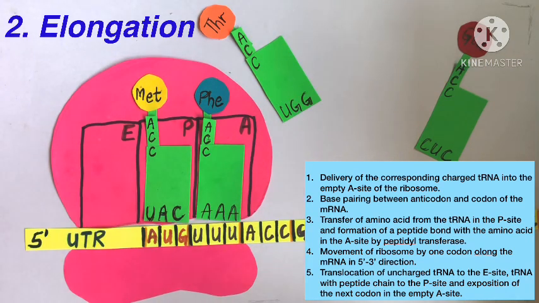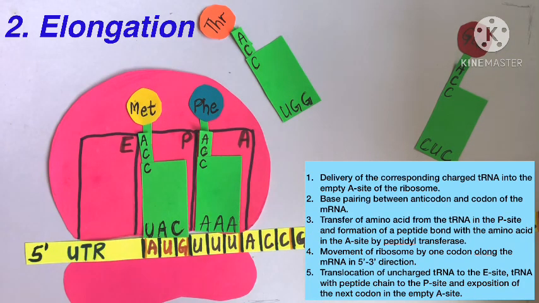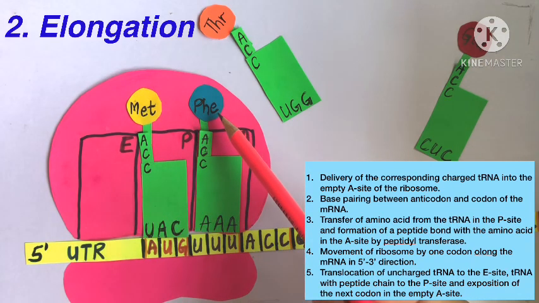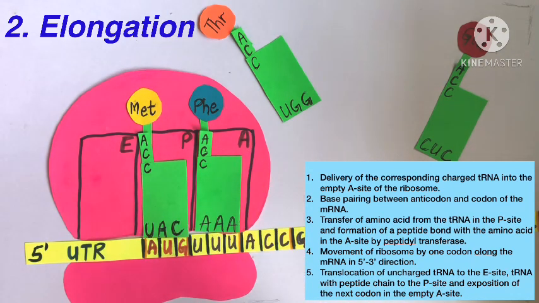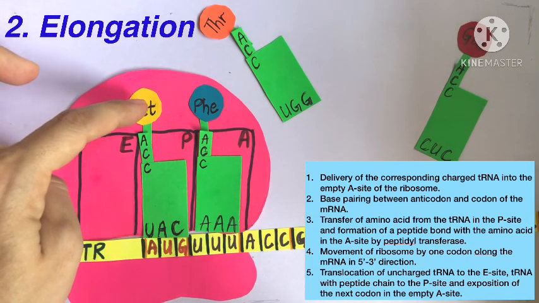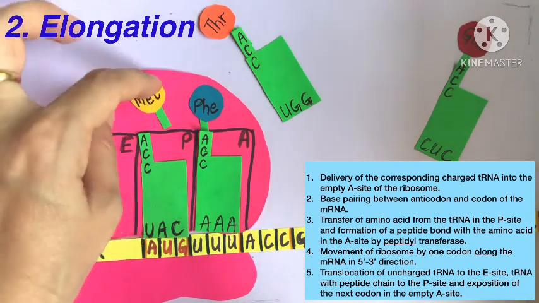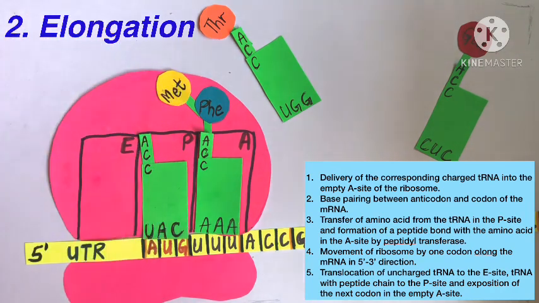It is then followed by the most important event of elongation, that is the formation of the peptide bond between the two amino acids. And this reaction is catalyzed by the enzyme peptidyl transferase in the larger ribosomal subunit. During peptide bonding, the enzyme peptidyl transferase will transfer the amino acid from the tRNA in the P site to the amino group of the amino acid in the A site. So in this case, methionine will break off from its tRNA and then form a peptide bond with phenylalanine.